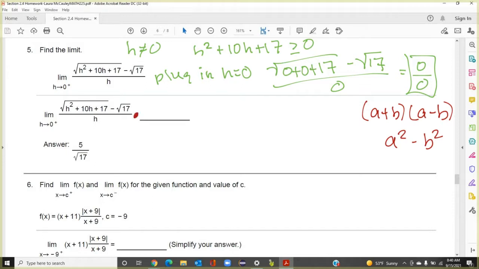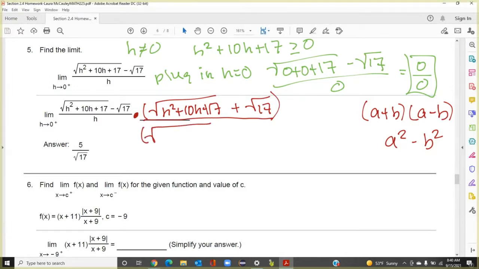I'm just going to multiply it from here and pretend like that's my fraction line. So I'm going to multiply by the square root of h squared plus 10h plus 17 plus the square root of 17 over, same thing. We're just multiplying by 1 here. It's just a special 1.